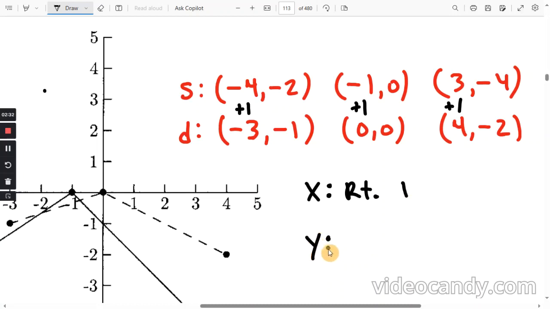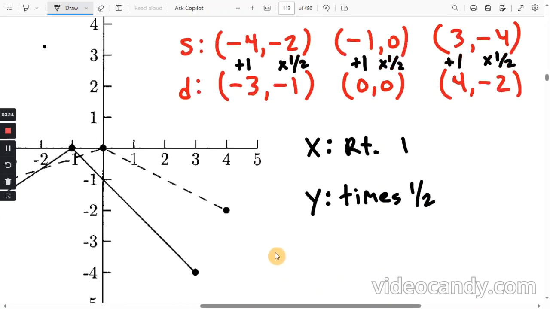And for the y, let's see what happened. Here we went from -2 to -1, so it's +1. Here it's 0, 0, so it's not +1. All right, let's try something else. To go from -2 to -1, that is times 1/2. To go from 0 to 0, that's still times 1/2, because half of 0 is 0. And -4 to -2 is also times 1/2. All right, so for the y, it was times 1/2. All right, so let's write that transformation.